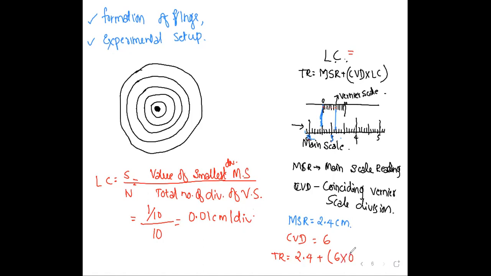So just multiply this with the CVD, 6, and then add the MSR. So the total reading, TR, is equal to 2.46 centimeter, right?